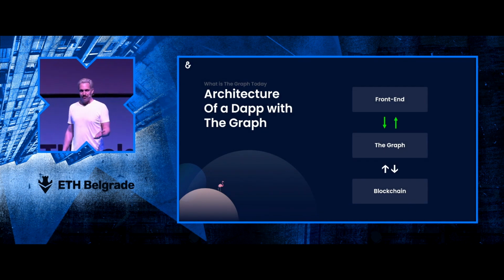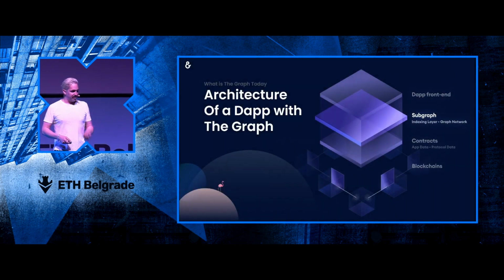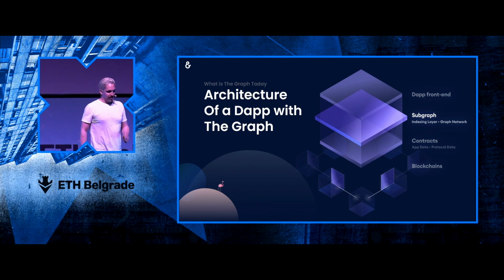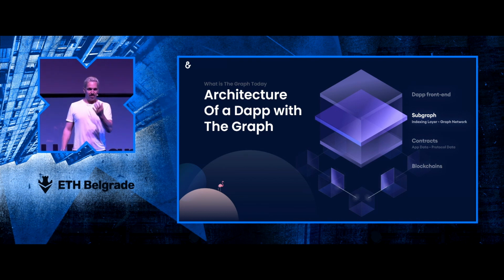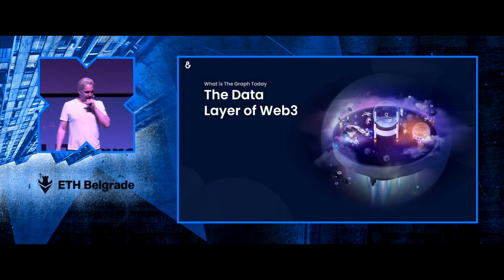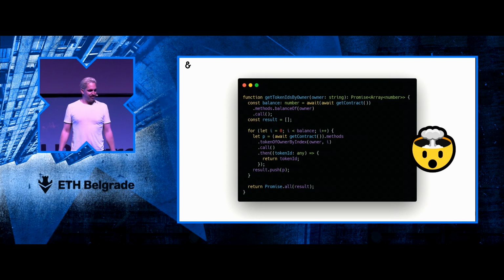So now with the Graph, we have this thing that the Graph sits in between the front end and the blockchain, and so-called as a data layer. So we say the Graph is the data layer for Web3. So we have data from the contracts indexed so that we can quickly serve it via GraphQL to front ends or other data science applications. As I said, the data layer of Web3.